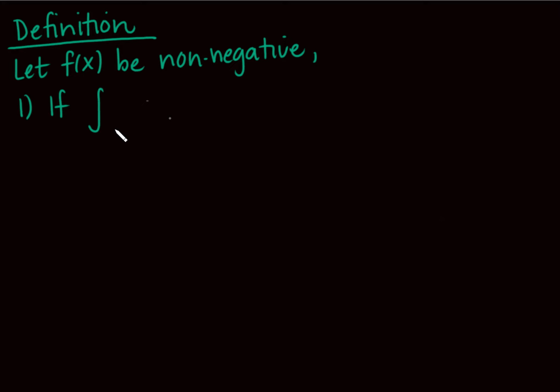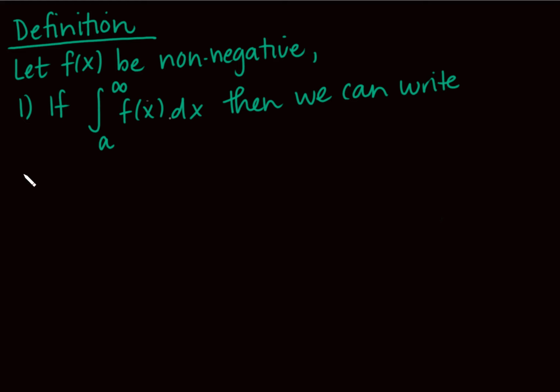If I'm taking the integral from a to infinity of f of x dx, so I'm going from a up to infinity, then here's the definition. Here's what we're going to do. We are going to replace that infinity with b, and I'm going to evaluate this from a to b of f of x dx.